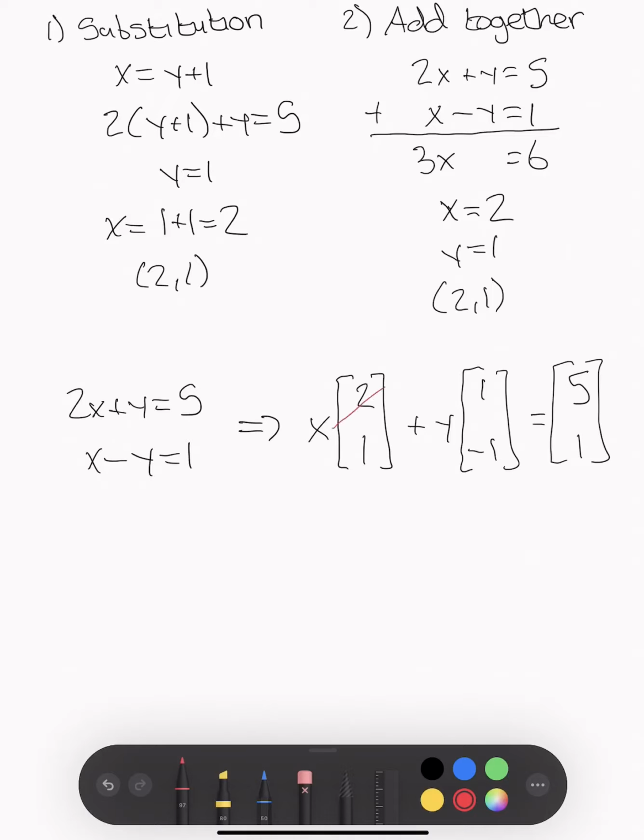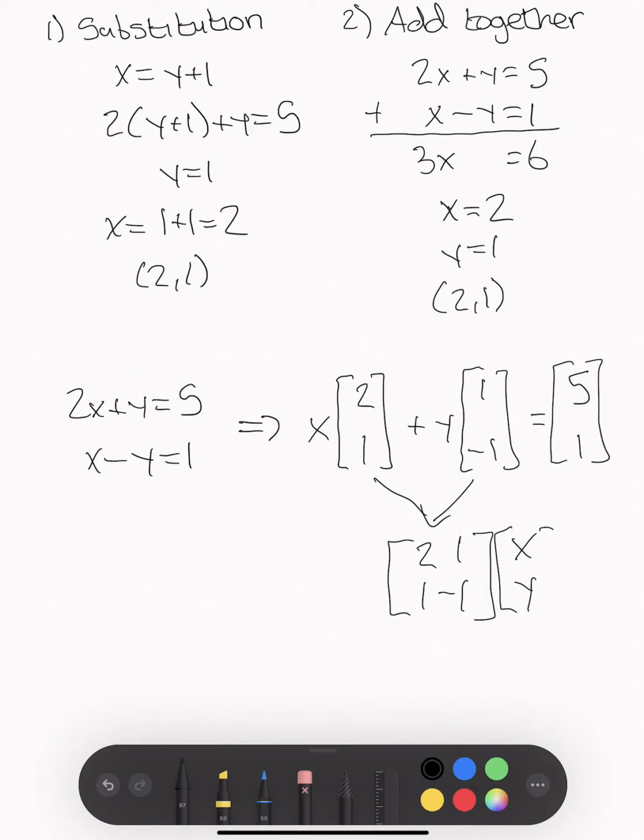So 2x plus y is equal to 5. And then my second equation, x minus y is equal to 1. So again, all I've done is write it in an easier to work with form. And then what we can do with this is take these two column vectors and put them in a 2 by 2 matrix like this: 2, 1, 1, negative 1. So we get this 2 by 2 matrix, and we'll talk about this in a second.